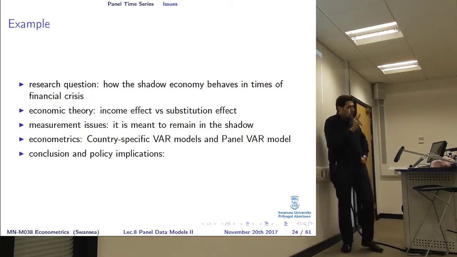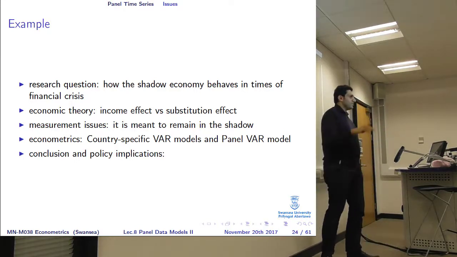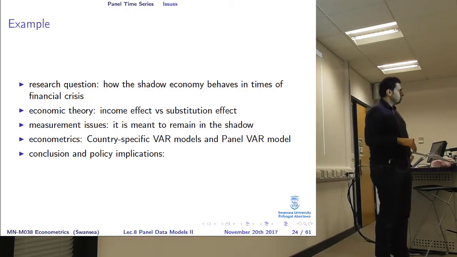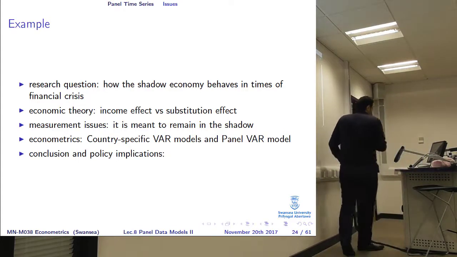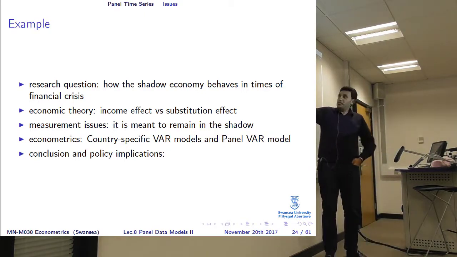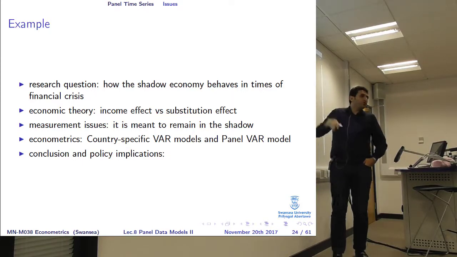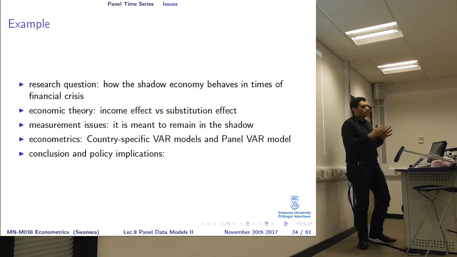So we have two problems here. First of all, we need to estimate the shadow economy, and this is what we'll focus on today, because that's the sort of technique we use in this paper. Then, once we have the estimate of the size of the shadow economy, we'll try to see the impact of the financial crisis on it.